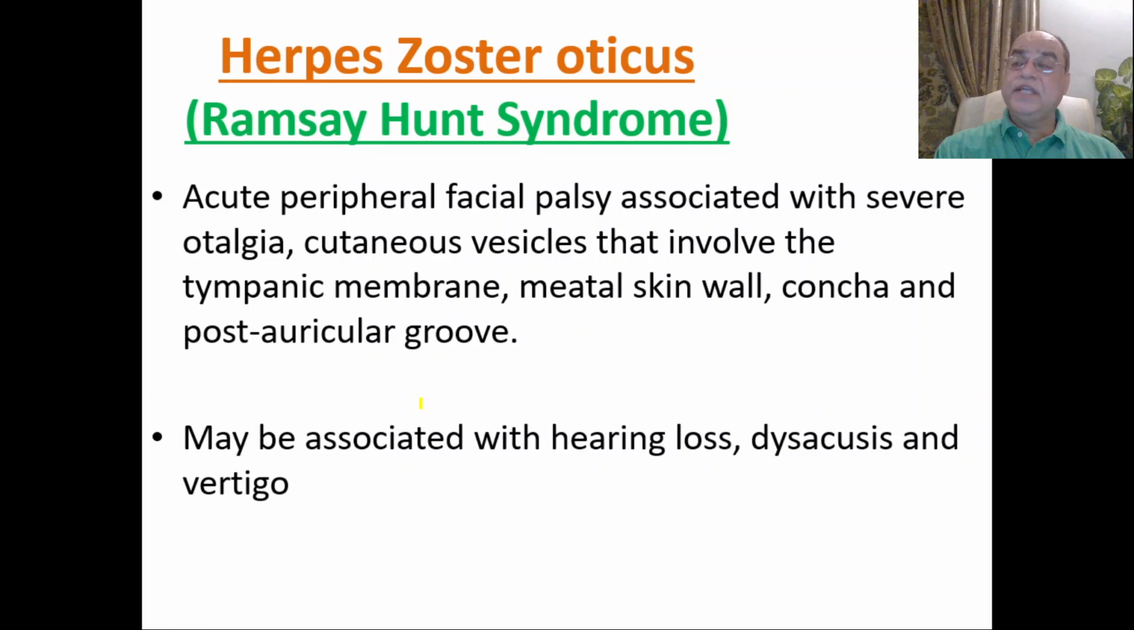So Ramsay Hunt syndrome is when acute peripheral facial palsy is associated with severe otalgia, cutaneous vesicles which will involve the concha, tympanic membrane, meatal skin, postauricular groove, and it may be associated with hearing loss, dysgeusia, and vertigo if the 8th cranial nerve is also involved.